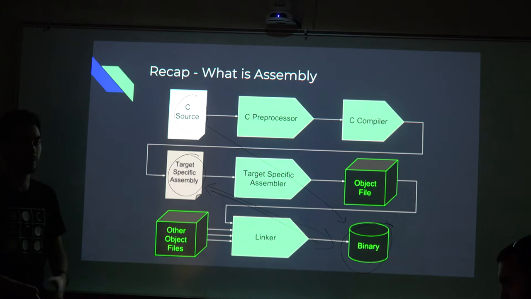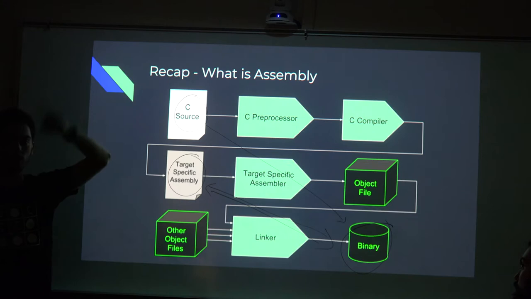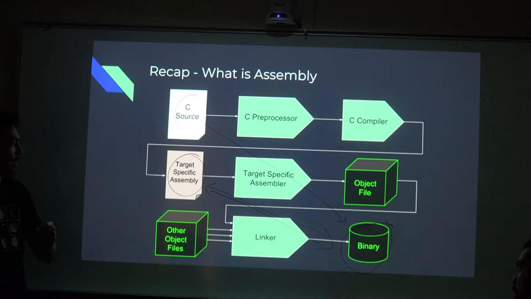But in assembly, you have to say, oh, I have this number in this specific address in memory. I want you to move it into this register on the CPU. And then I want you to do the same thing for this other number into this other register. And I want you to add the registers and then render it out to this other very specific place in memory.